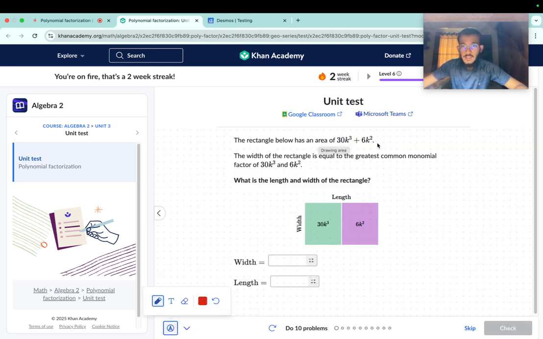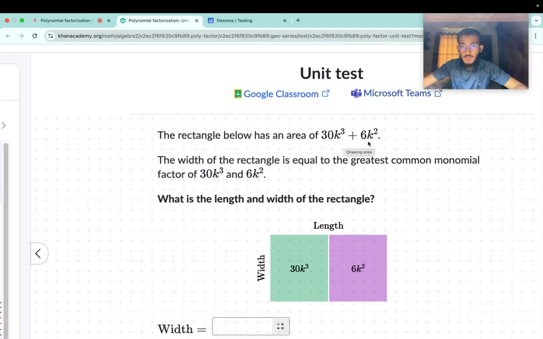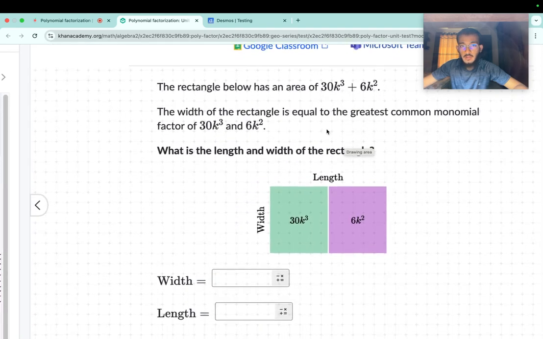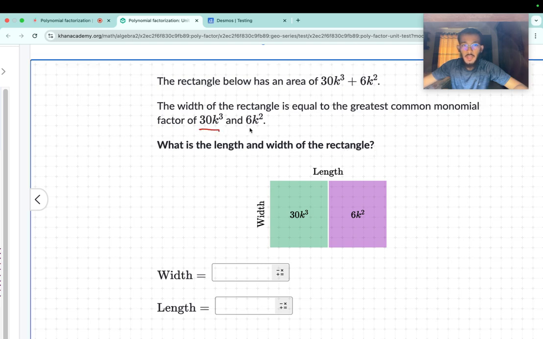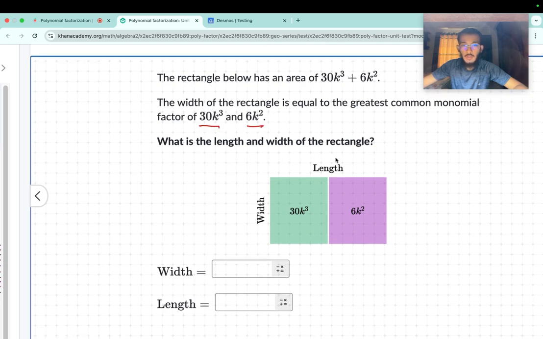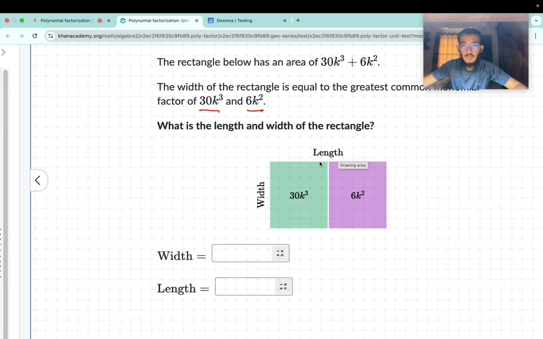The rectangle below has an area of 30k cubed plus 6k squared. The width of the rectangle is equal to the greatest common monomial factor of 30k cubed and 6k squared. What is the length and width of the rectangle? So this is the length, this is the width.